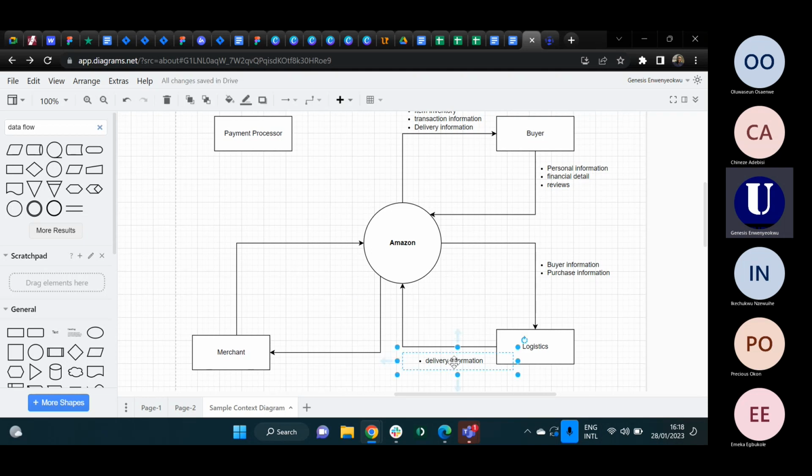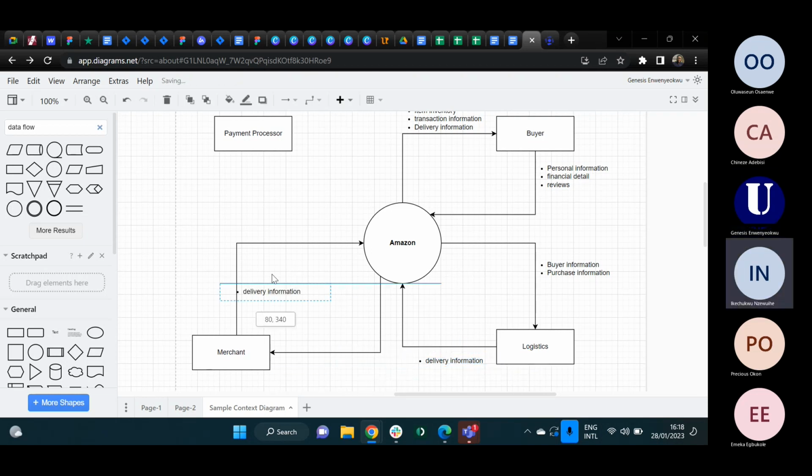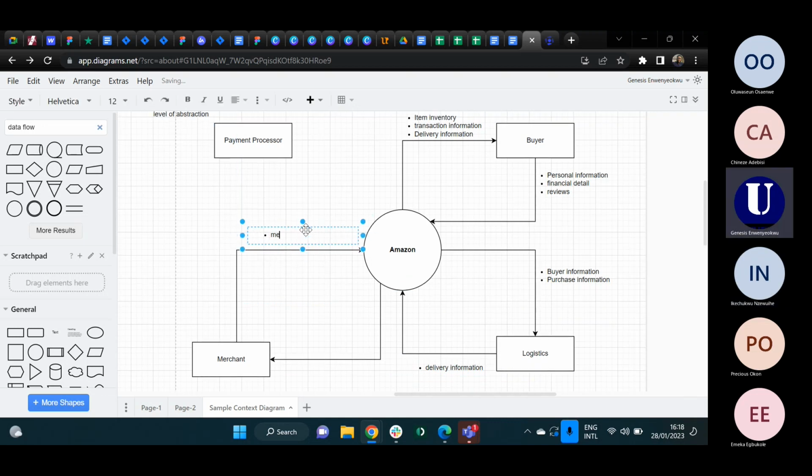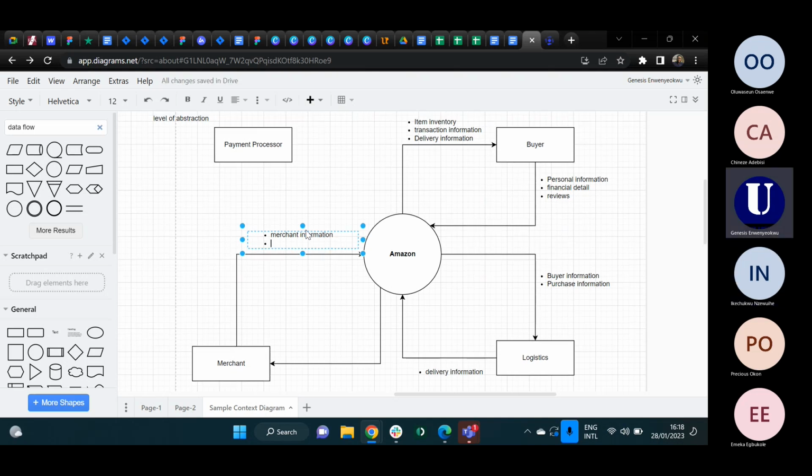Things like merchant information, to create an account. Goods information, item information, like giving a description of the item they're selling. Maybe if you're selling sneakers, these are sneakers, this is the color, these are the sizes available. All of that information is what the merchant will provide. Also the quantity that is available.